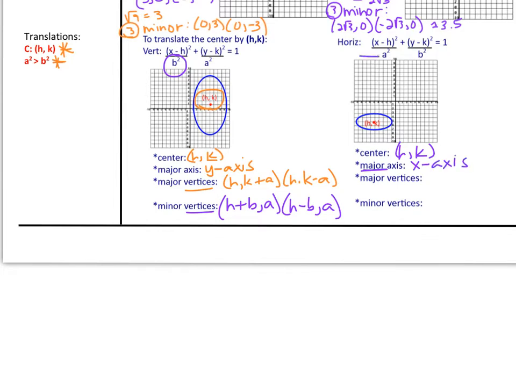And since a is underneath x squared, we're going to go a units to the right and a units to the left, so that'll be h plus a and h minus a for our major vertices. To get those minor vertices, we're going to go up and down b, since that's underneath the y squared term. So that will be k plus b and k minus b. I know those ordered pairs look really strange, but once we plot them, they're pretty easy to do. Let's flip it over and try a couple of those examples.